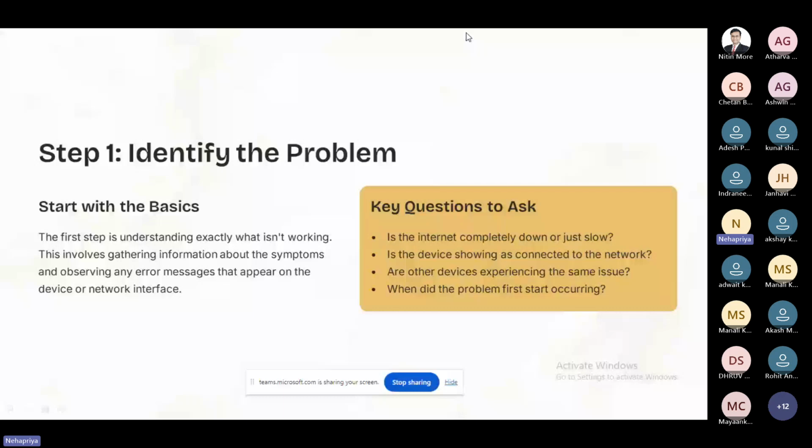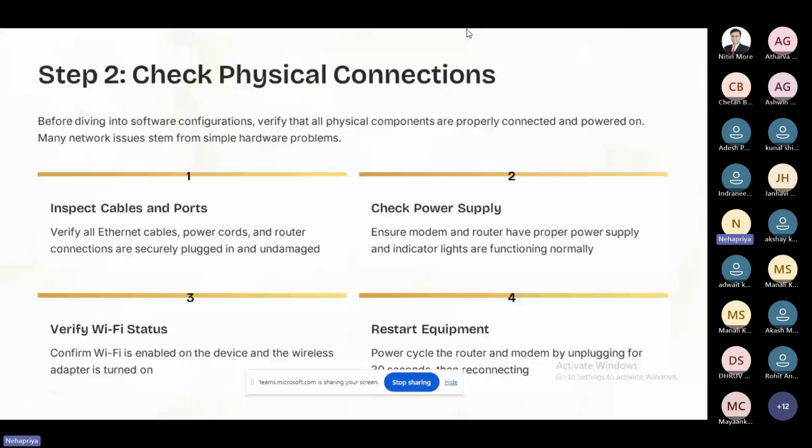Step 2 is to check the physical connections. In this step, we check all hardware components. Mainly, network problems are caused by simple physical issues. We should inspect cables and ensure they are properly connected. We should check if the router and modem are powered on, and verify that Wi-Fi is enabled on the device. Or else we can restart the router and modem. Restarting devices often solves temporary issues because it refreshes the network.